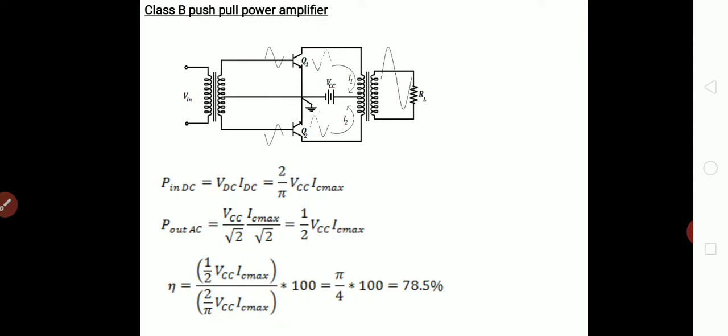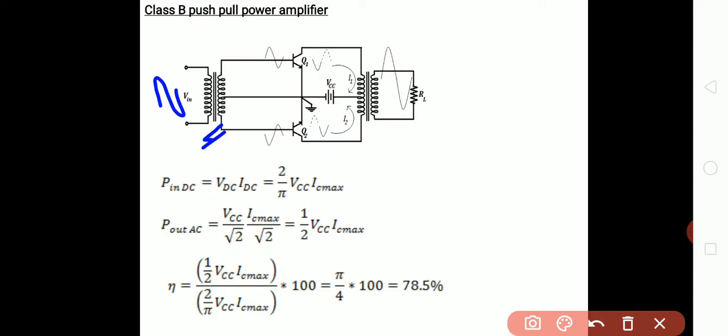The operation is the same as the class A power amplifier. The input is a sinusoidal signal. We use the center tap transformer, which splits the input into two signals, where one is in phase and one is out of phase. And here, because it is class B, there is no biasing. If you observe, there are no R1 and R2 connected over here.